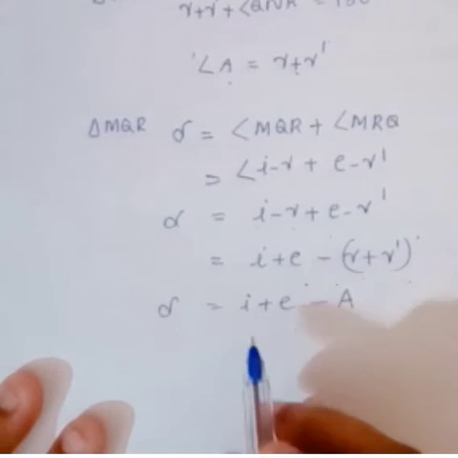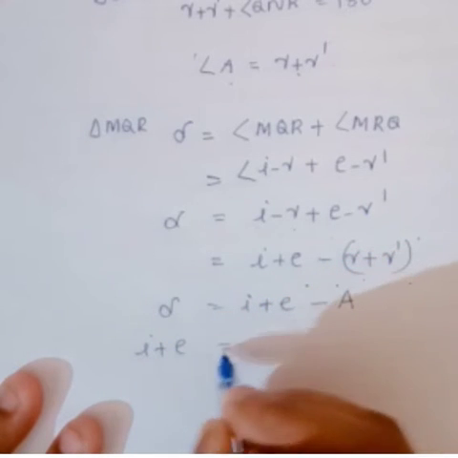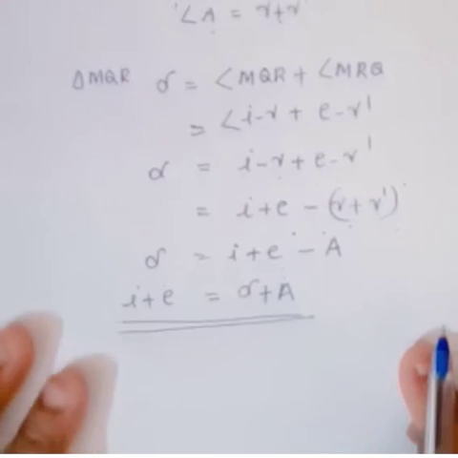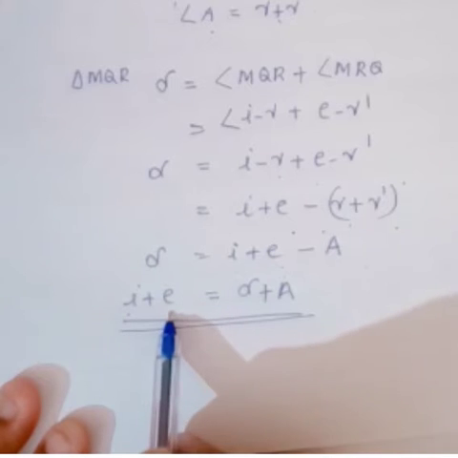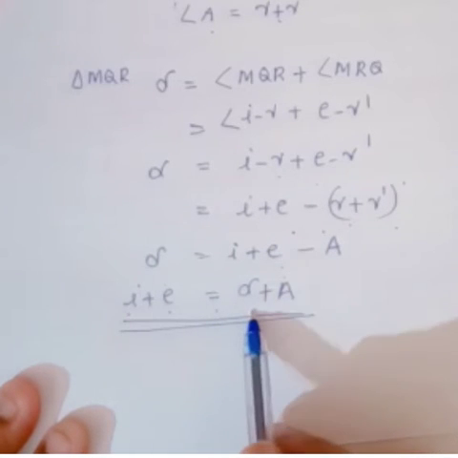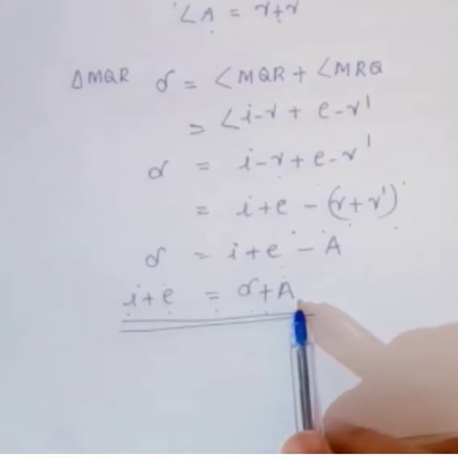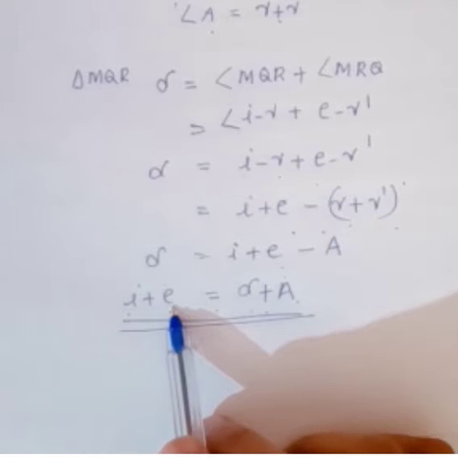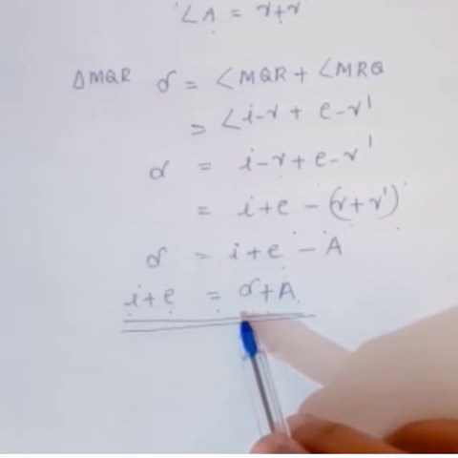Also you have to find out I plus E. I plus E is equal to delta plus A. That is, angle of incidence plus angle of emergence is equal to angle of deviation plus angle of the prism. So when a ray of light is refracted through a prism, the sum of the angle of incidence and the angle of emergence is equal to the angle of the prism and the angle of the deviation.